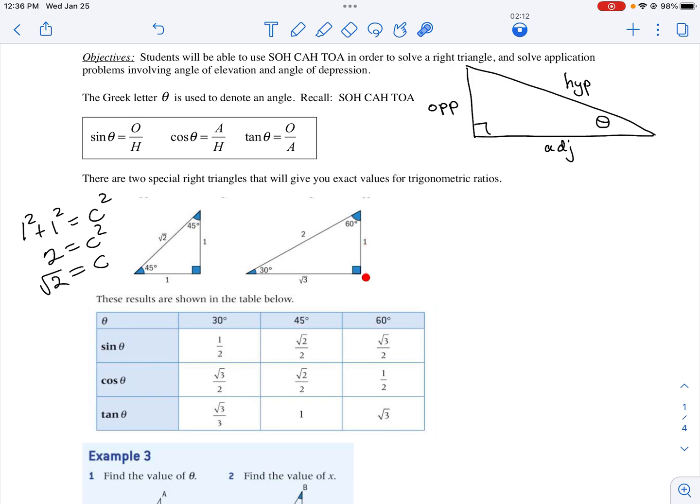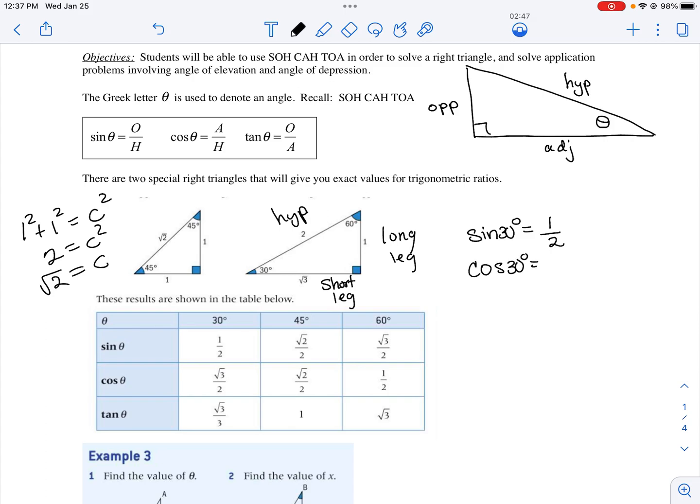In a 30-60 right triangle, you have, it's called the short leg, the long leg, and the hypotenuse, okay? So there's 2 legs and the hypotenuse, even though there's 3 sides to the triangle. So what's interesting here is if I do the sine of 30 degrees, remember it was opposite over hypotenuse. So sine 30 degrees is 1/2.